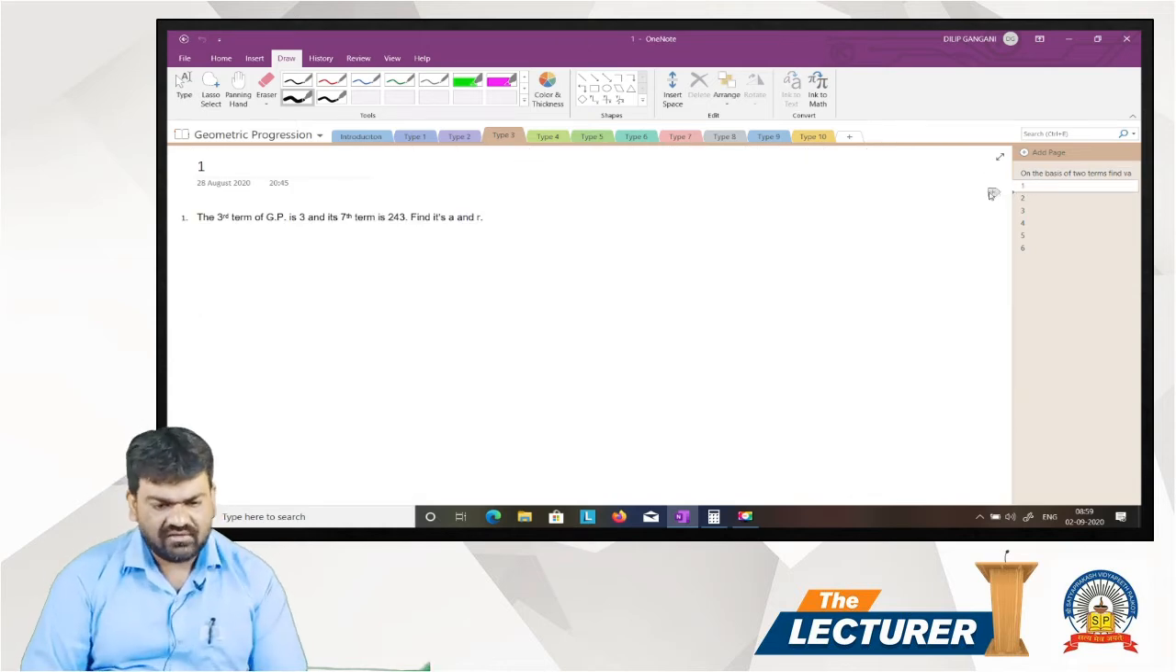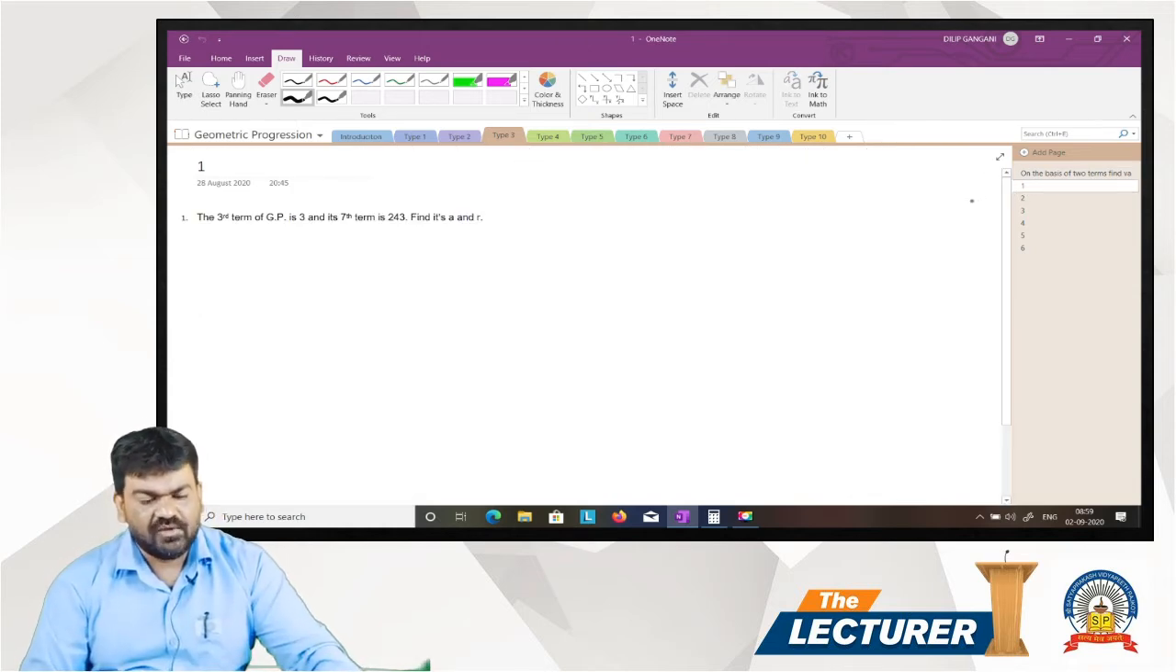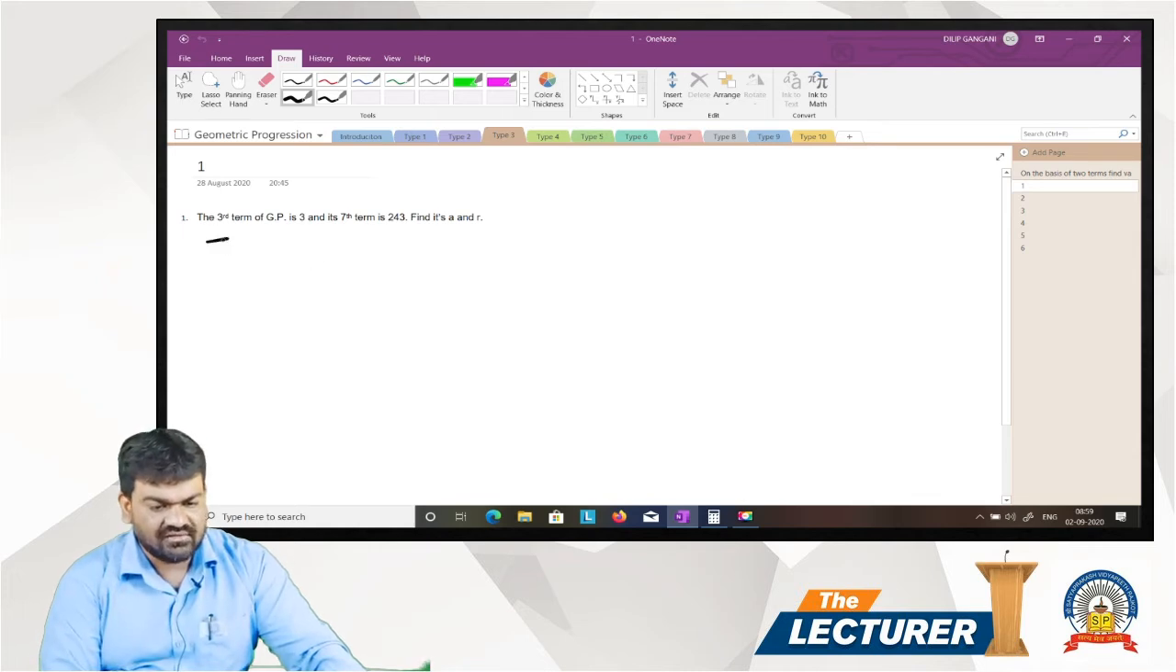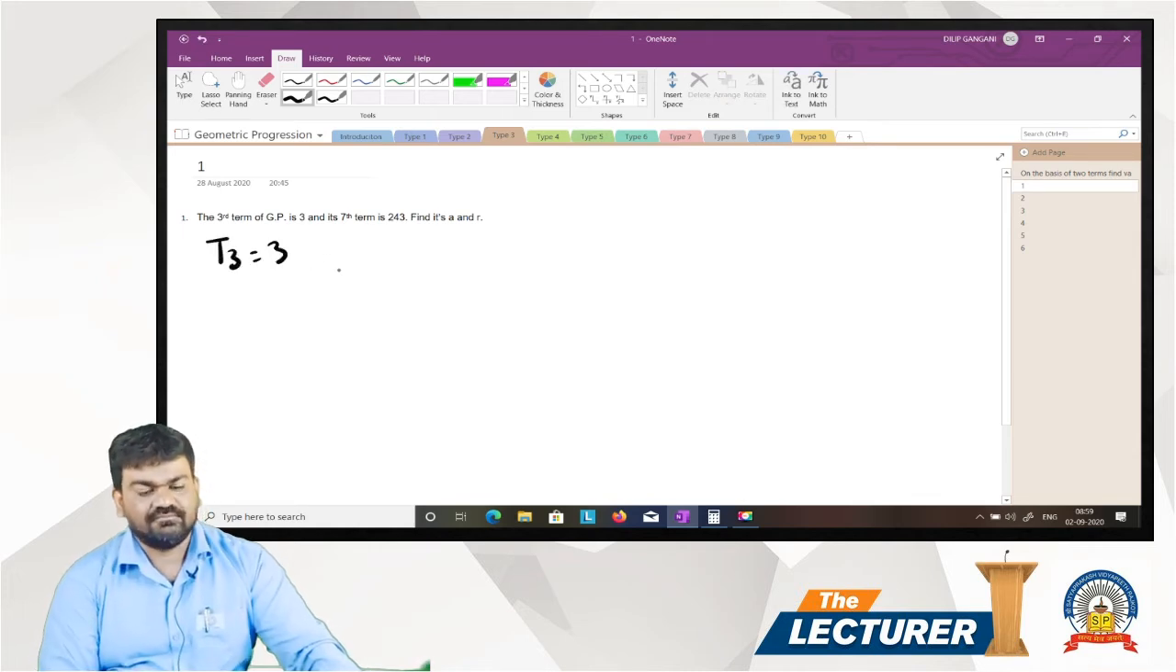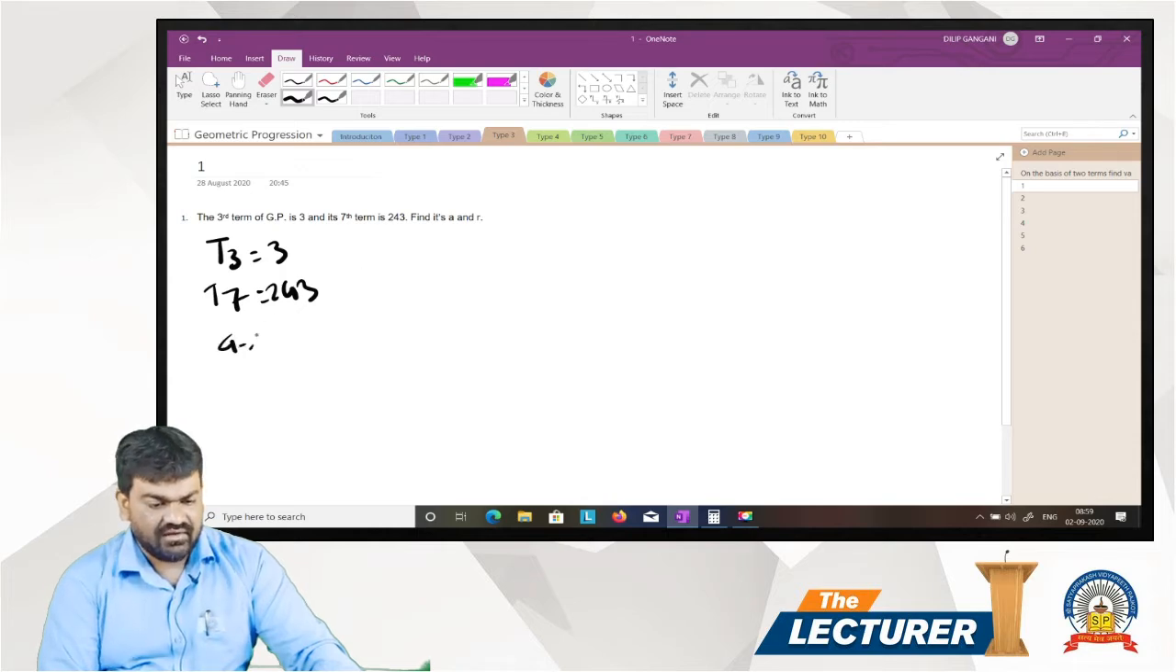Now first example: the third term of GP is 3. Third term, that is T3, is equal to 3 and its seventh term, that is T7, is equal to 243. Find a and r.